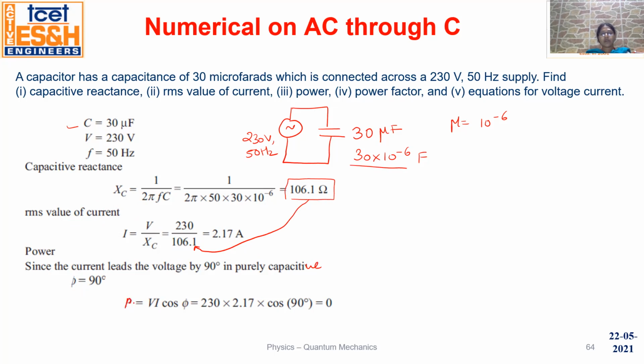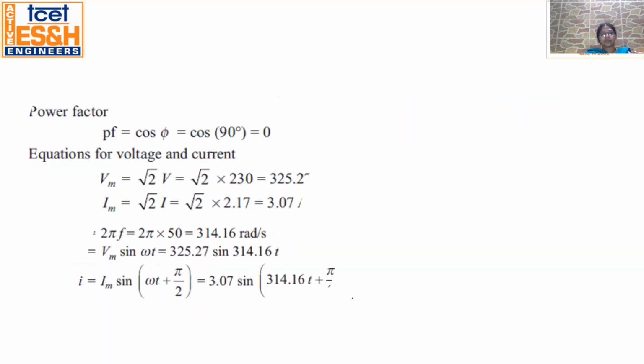The power: since the current leads the voltage by 90 degree in a pure capacitive circuit, what is the value of power? Power is equal to VI cos phi. Now we know that in a pure capacitive circuit, phi is equal to 90 degree. So it gives the 0 result. Now what is the power factor? Power factor is again cos 90 equal to 0.